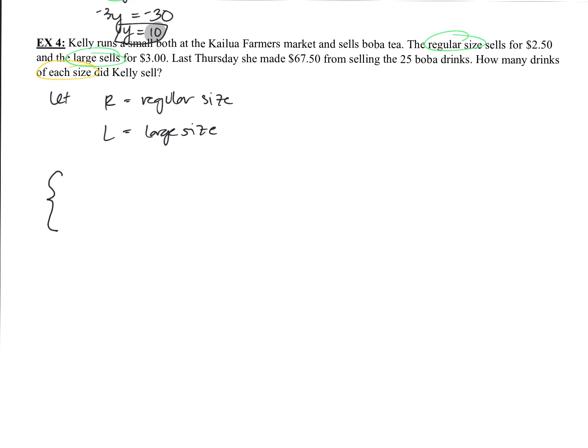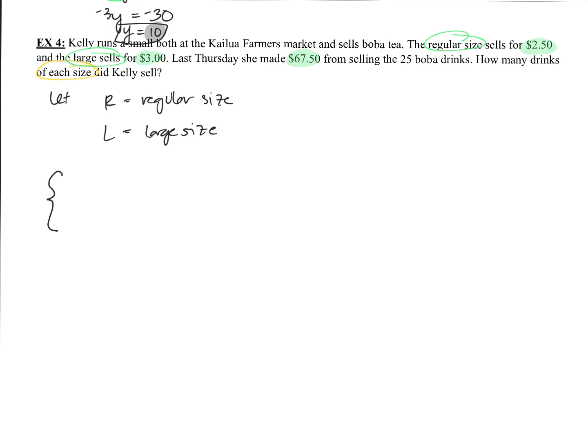Usually, you'll create equations in terms of maybe miles per hour, dollars, numbers, or percentages. Usually, you pick things that have the same unit to create your equation. So what are the different units I see in this problem? Well, one of the first units that stands out to me is money. We have $3, $67.50, and $2.50. I know I can create an equation using money.